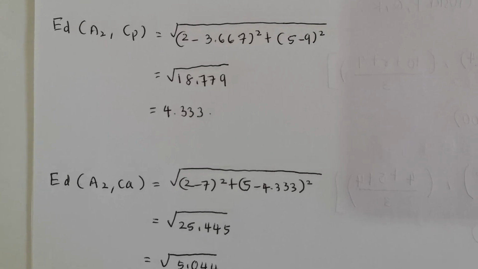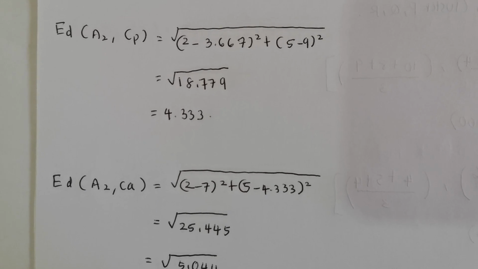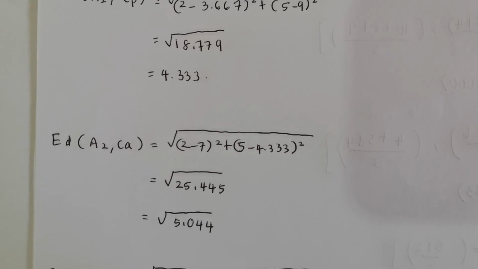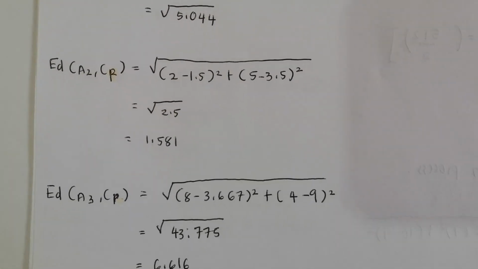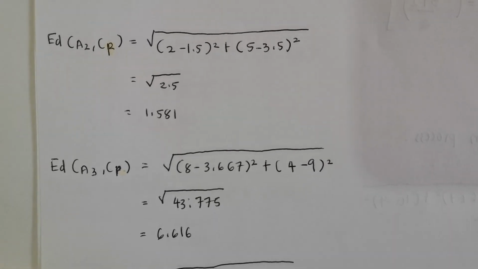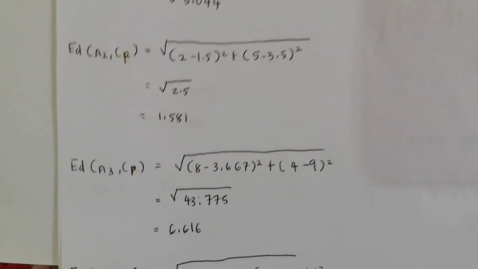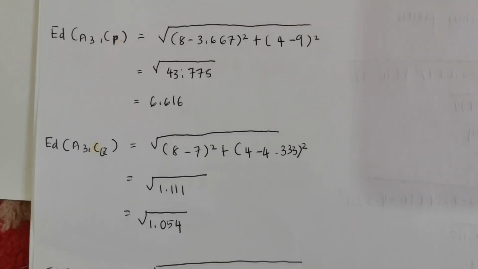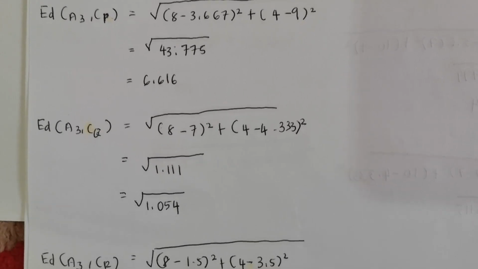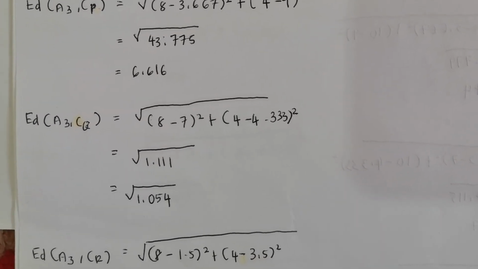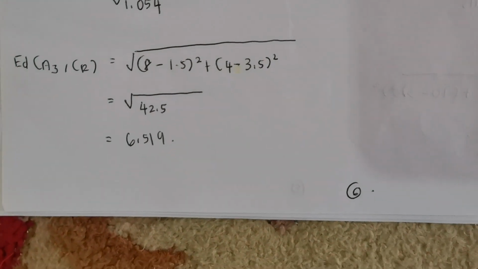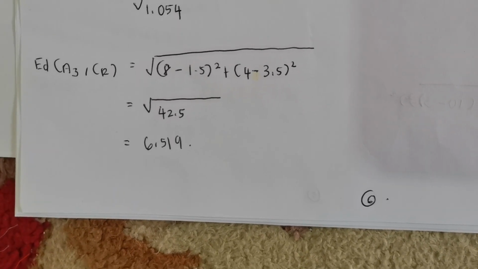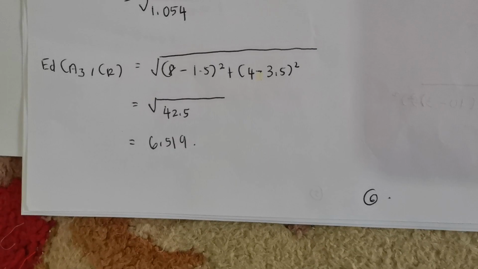The distance between cluster P to A2 is 4.333. The distance from cluster Q to A2 is 5.044. And then the distance for cluster R to A2 is 1.581. And then the distance from cluster P to A3 is 6.616. The distance from cluster Q to A3 is 1.054, and then lastly, the distance between cluster R to A3 is 6.519.